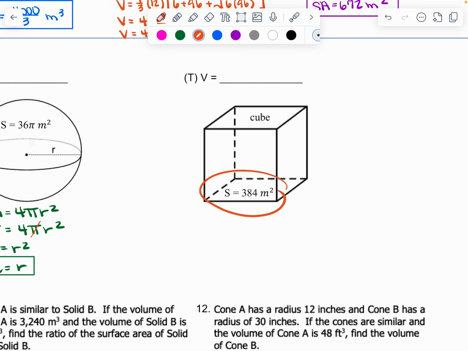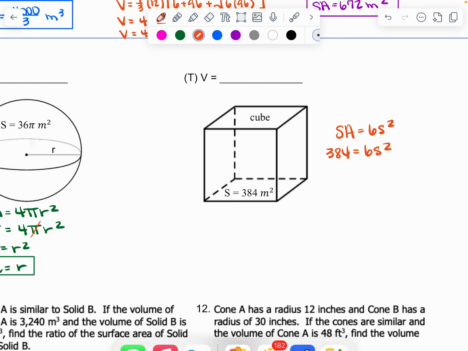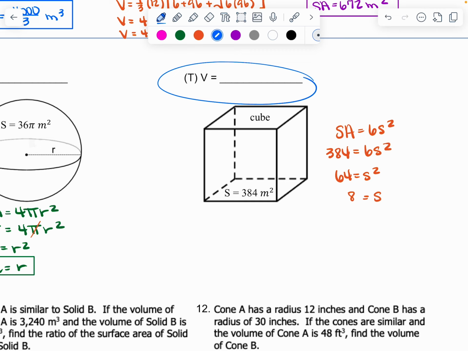All right, last letter here. Again, it's a cube. So we already talked about those cube formulas back on the previous page. So knowing that the total surface area of a cube formula is 6s squared, I can just plug in that 384 equals 6s squared. I'm going to divide 384 by the 6, which gives me 64 equals s squared. And of course, when I square root, I'm going to get 8. But I'm not done, right?